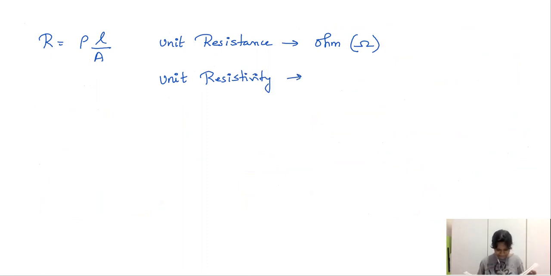We can rearrange this formula. Rho, I can write it as R into A divided by L. Can you? L by A when it goes to the other side becomes A by L. So, what is the unit for resistance? Ohm. What is it for area? Meter square. What is it for length? Meter. So, when you cancel out, what will be the unit? Ohm meter. Exactly.